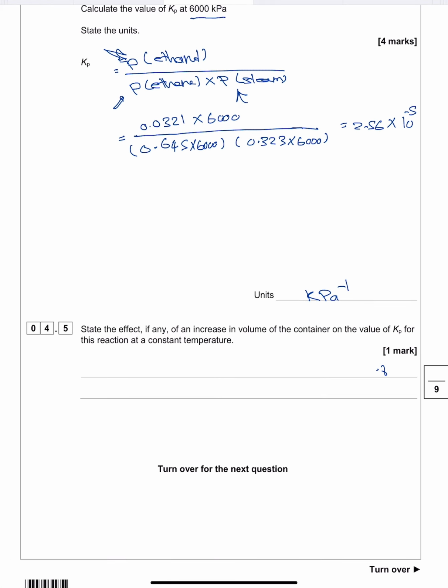And the final question is to state the effect of an increase in the volume of the container on the value of Kp for this reaction at constant temperature. Remember that increasing the volume means there is a decrease in the pressure, and the pressure doesn't affect the value of Kp, the same as concentration doesn't affect Kc. So in this case, there is no effect. You just need to state that there is no effect on the value of Kp for this reaction at equilibrium.